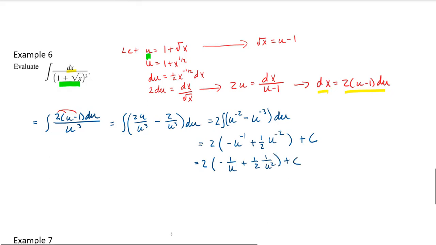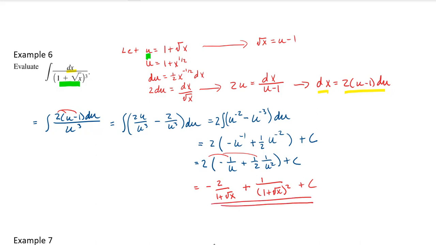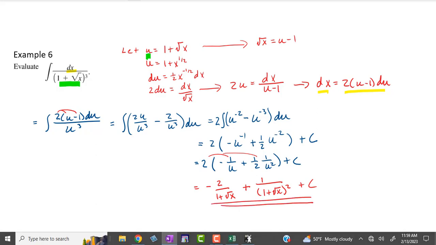c. So our final answer here, when I distribute the 2 and replace u's with x's, is going to give us negative 2 over 1 plus the square root of x, because that's what u was equal to. 2 times 1/2 is 1, so that's going to be plus 1 over 1 plus the square root of x squared plus c. So our final answer is negative 2 over 1 plus the square root of x plus 1 over 1 plus the square root of x quantity squared plus c.